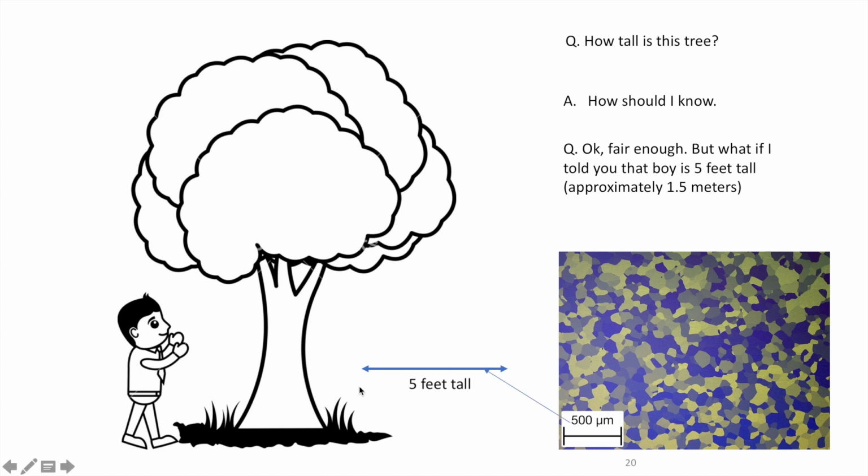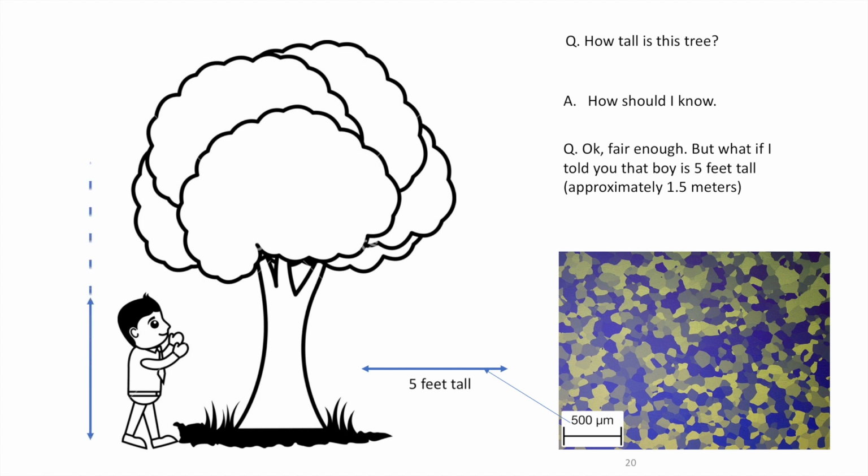Now what we can see is that this magnification bar is exactly the same as this magnification bar here. We'll call this a mag bar. We've taken a reference point in an image and we've said this boy is 5 feet tall. We've drawn an arrow and we moved it across. Now we have a magnification bar.